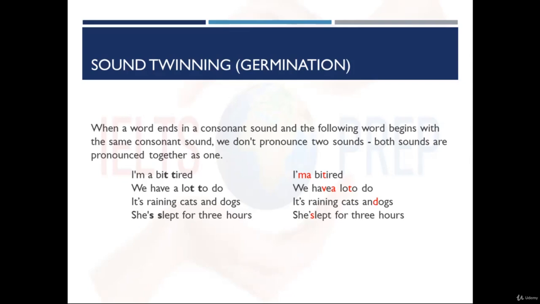So cats and dogs. She's slept for 3 hours. She's, now remember we're using the contraction here. We don't want to say she has slept for 3 hours. No, she's slept. It's like I'm giving one long extended S sound. She's slept for 3 hours.